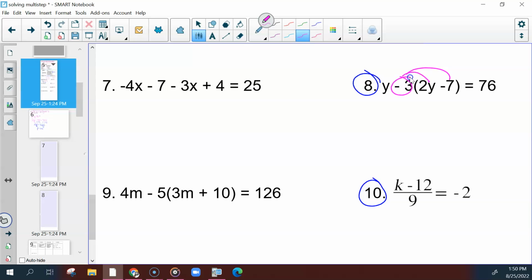When you distribute, remember to take whatever the sign outside of it is. So whether it's positive, negative, make sure you include that too. Everything else, bring down. So we're going to bring down the y. Negative 3 times positive 2y will give us negative 6y. A negative times a negative becomes a positive. So this would be positive 21 equals 76.